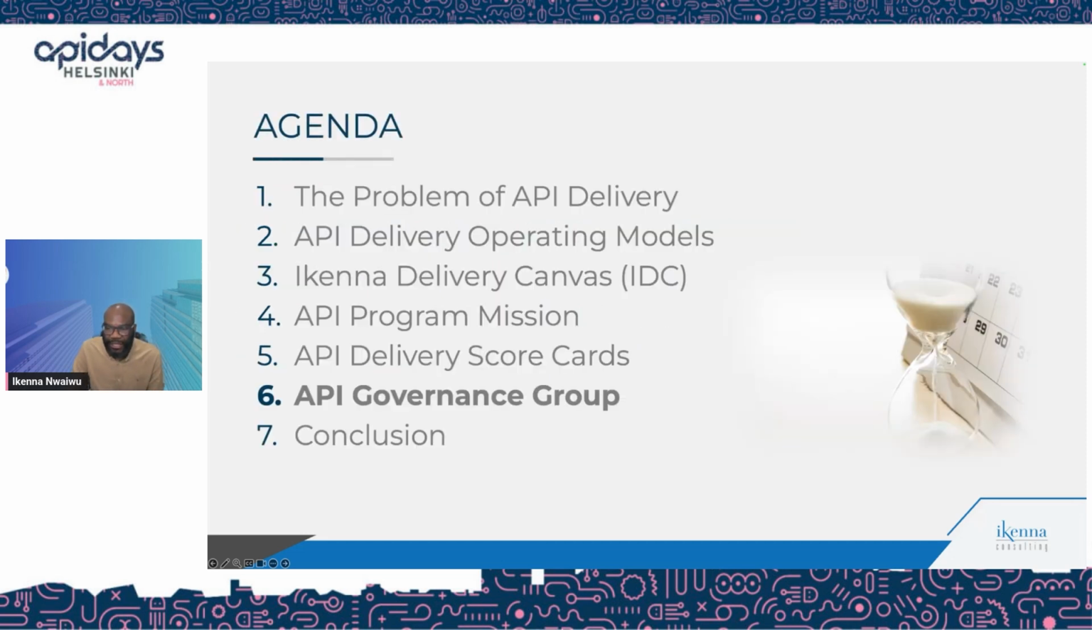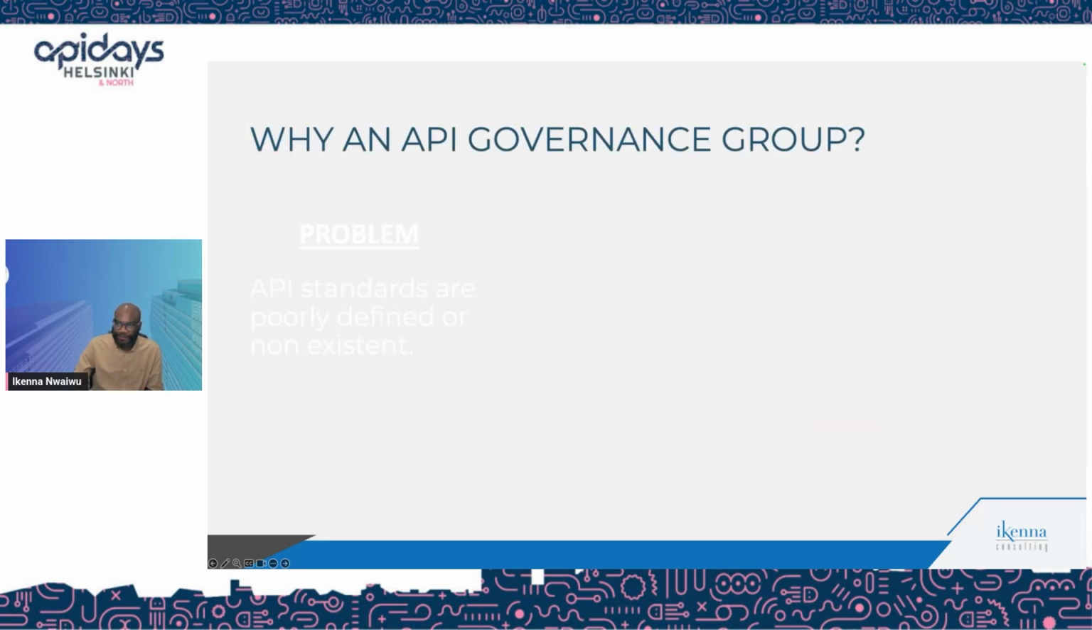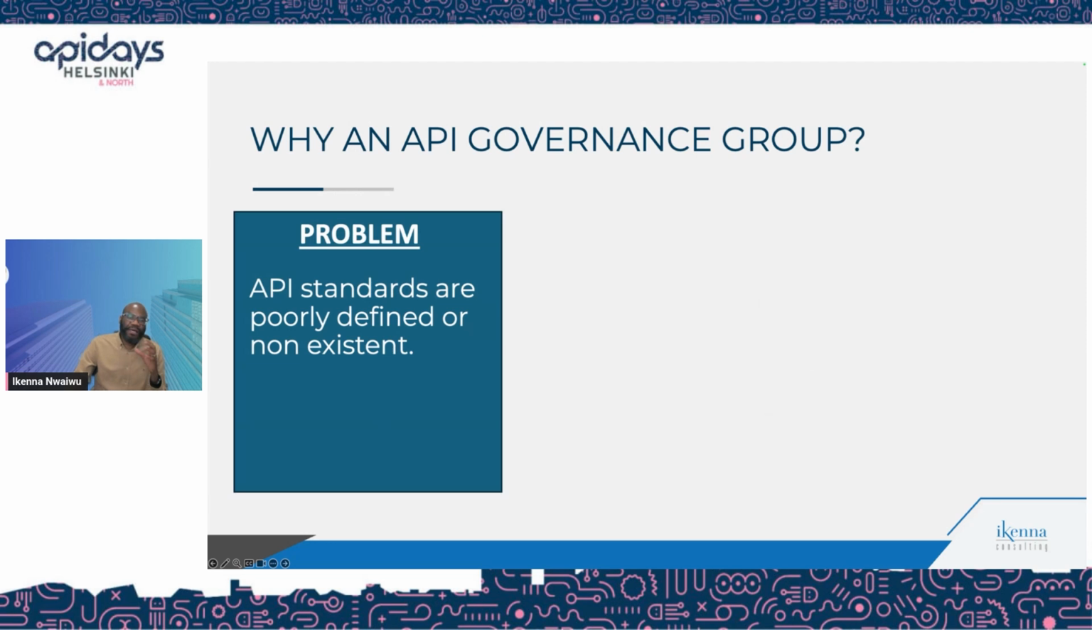Now I'll go on to the third point, which is about the API governance group. Again, within that API culture box, and like I said, I'm talking about three things. I've talked about program mission, delivery scorecards, and now I'll talk about the governance group. The problem I've seen is that in organizations where API standards are poorly defined, it's usually because an API governance group does not exist, or is not functioning properly. It may exist, but maybe it's too overbearing and is a blocker, or it might not be effective enough, and then you have lots of design inconsistencies.